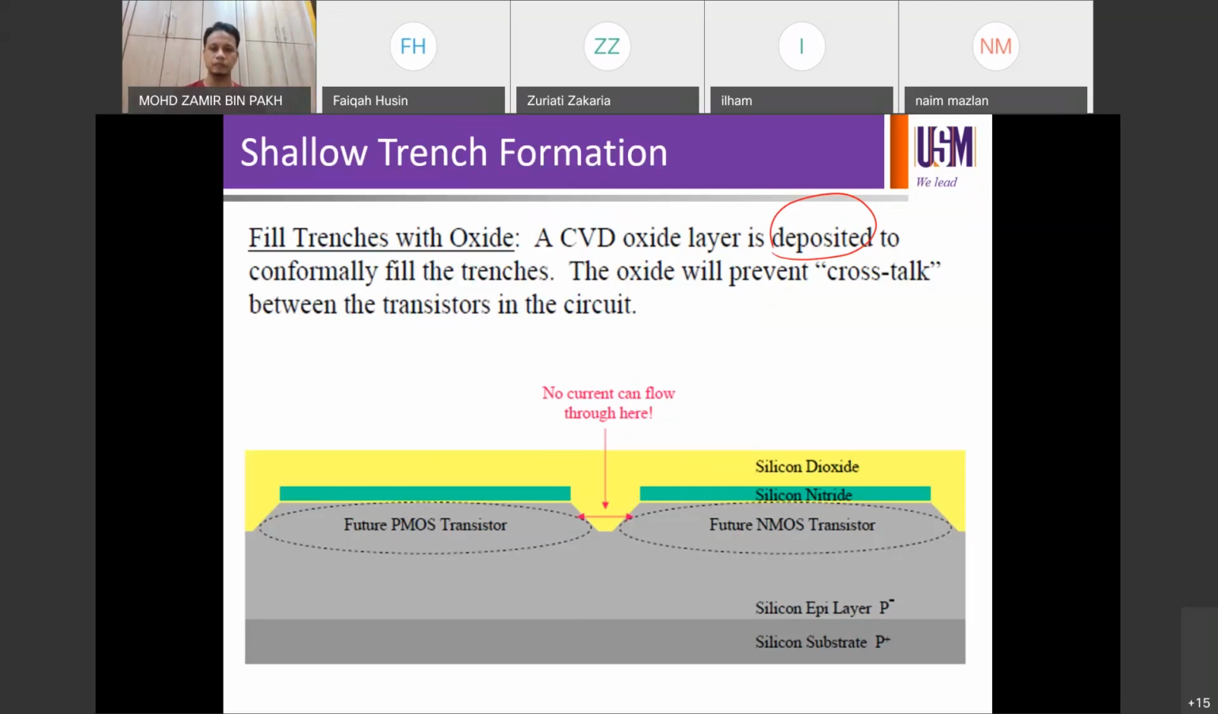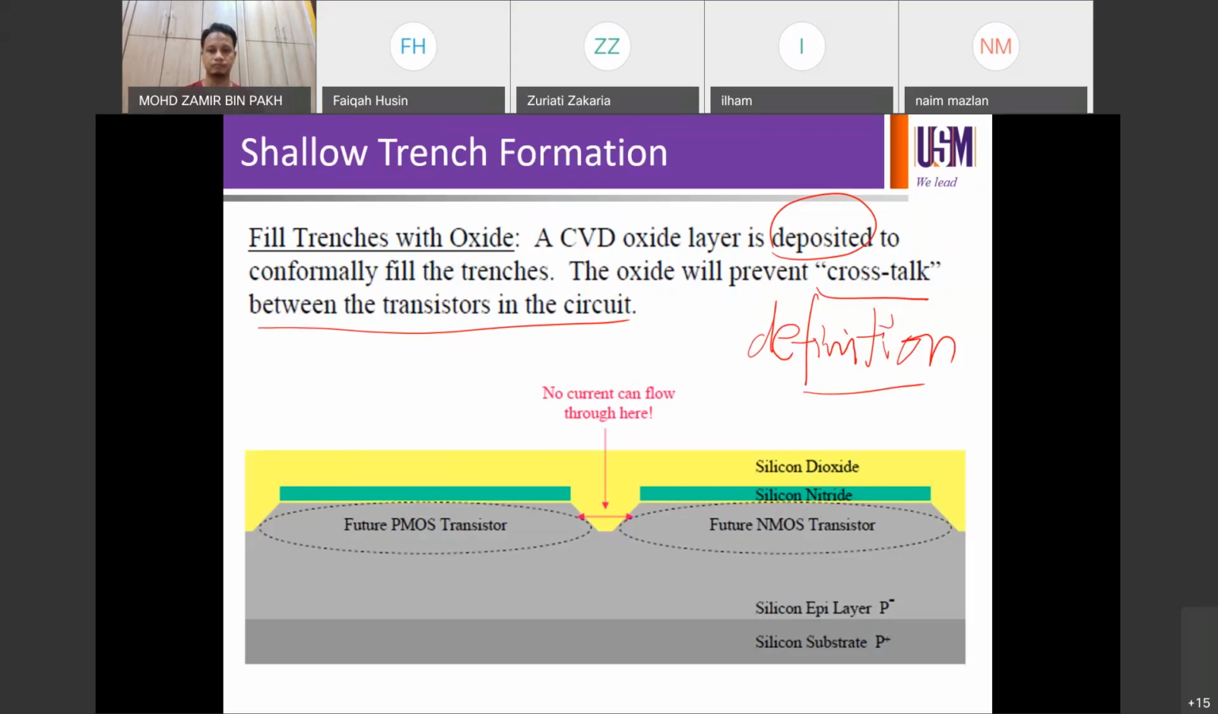So the purpose is to prevent crosstalk between transistors in the device. You can check later on, do some reading on why it is important to prevent crosstalk and what crosstalk even is. What is crosstalk in CMOS devices? What if you have crosstalk? So if you don't manage to deposit your oxide conformally, what do you see in the crosstalk, right?